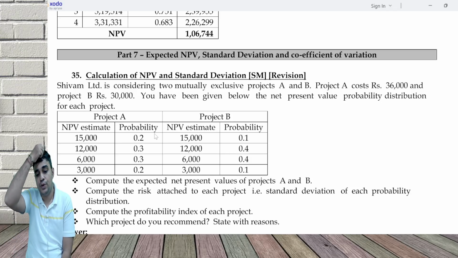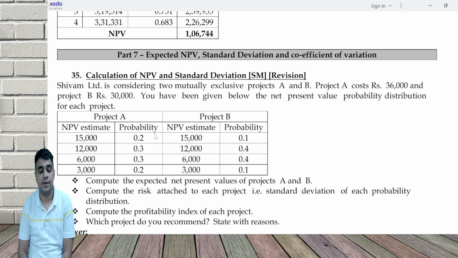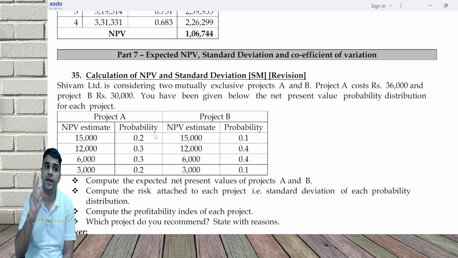Company is having two mutually exclusive projects. Project A costs 36,000, project B 30,000. You need to calculate NPV of each project. Again, to me, this is like a useless question because in portfolio, I search for return and probability. Here I search for NPV and probability, which is directly given. What you need to add? Product, deviation, and PD square. You just need to add extra 3 columns because NPV and probability is directly given.